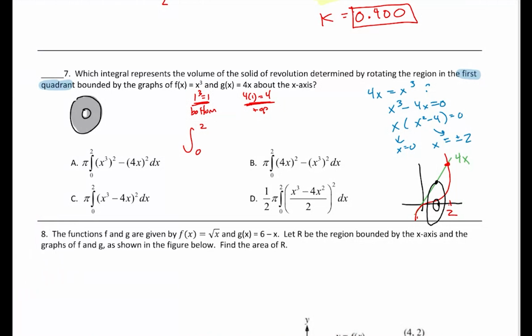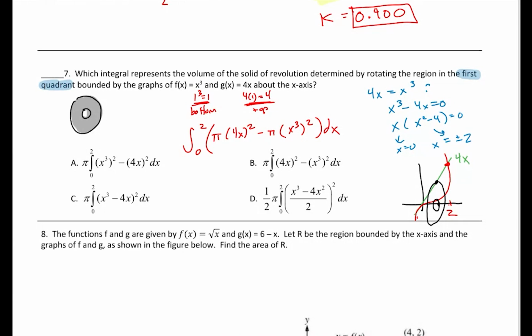With the big circle, that radius is going to be 4x. The little circle is going to be simply x cubed. So we're going to have pi times r squared, with the big r being 4x, minus pi times the little radius squared, which will be the x cubed. And all that, of course, dx. Okay, so we just got to find which one looks like that.